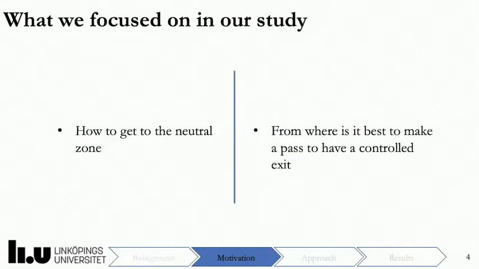As I mentioned on the previous slide, the neutral zone is an important zone, so we wanted to look at how a team gets to the neutral zone from the defensive zone in the best way. And a natural consequence of this was to look at where the most passes are made that lead to a controlled exit.